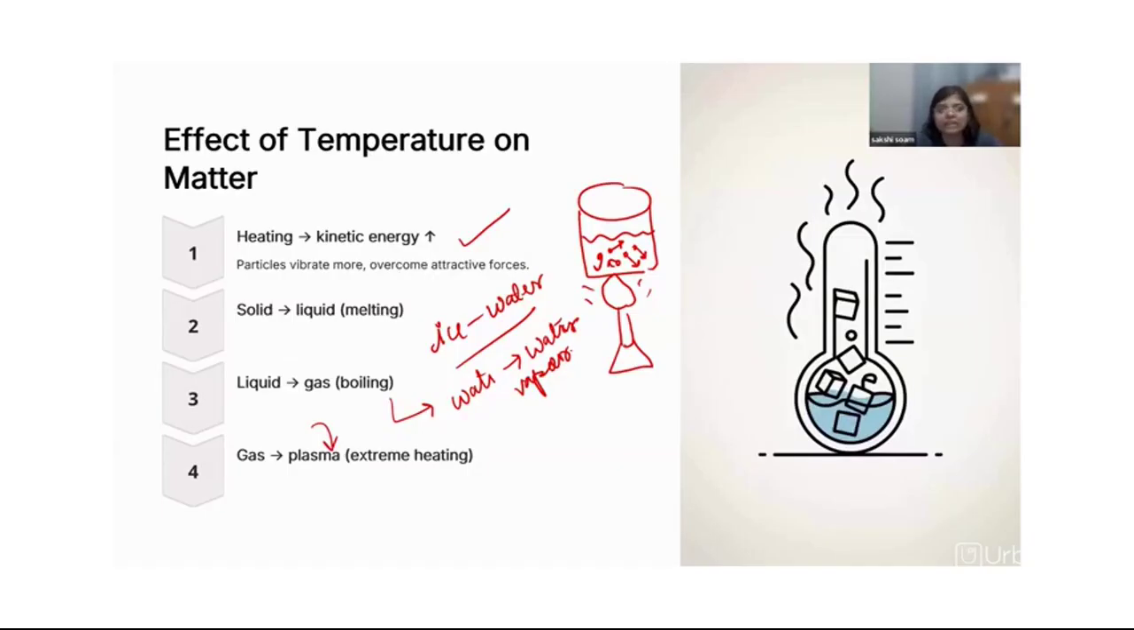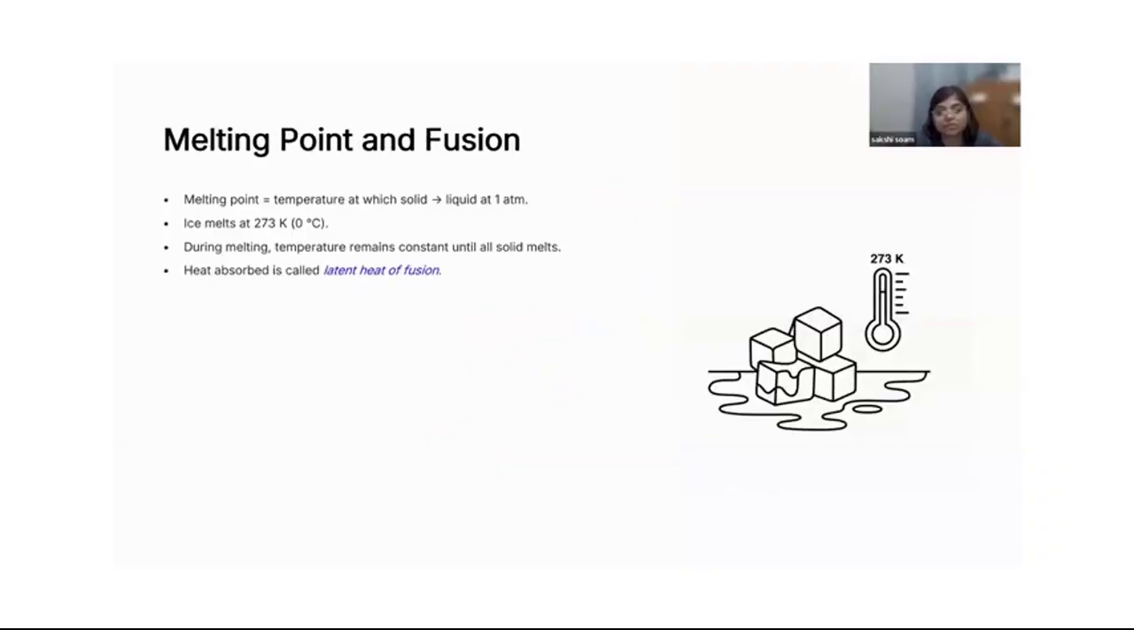Next, let us understand melting point and fusion. What is melting point? Melting point is the temperature at which a solid converts to liquid at a pressure of 1 atm. Basically, simply, it is the temperature at which solid is converting into liquid at 1 atmospheric pressure.